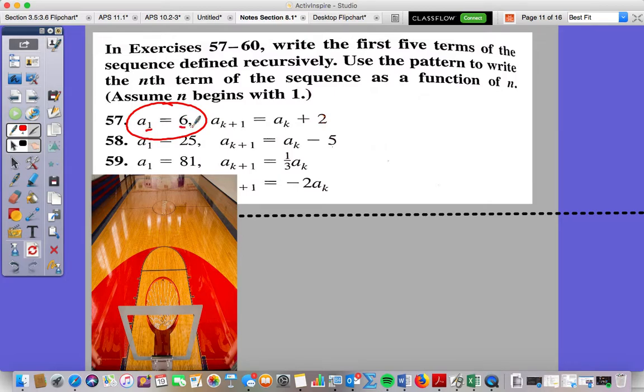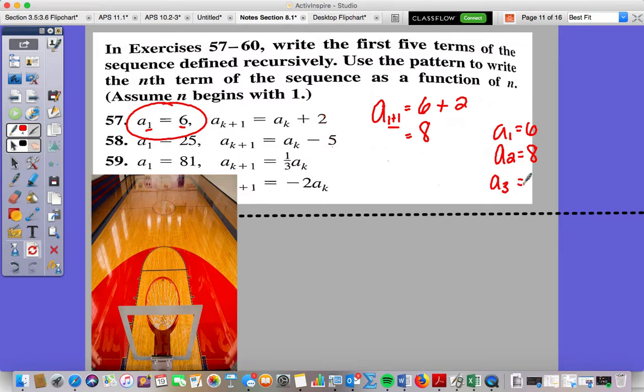We would say that this would be a sub 1 plus 1 is equal to 6 plus 2, okay? All right, so what are we saying with this? Well, we know a sub 1 is 6, but we would say that a sub 2, right here, 2, would be equal to 8.